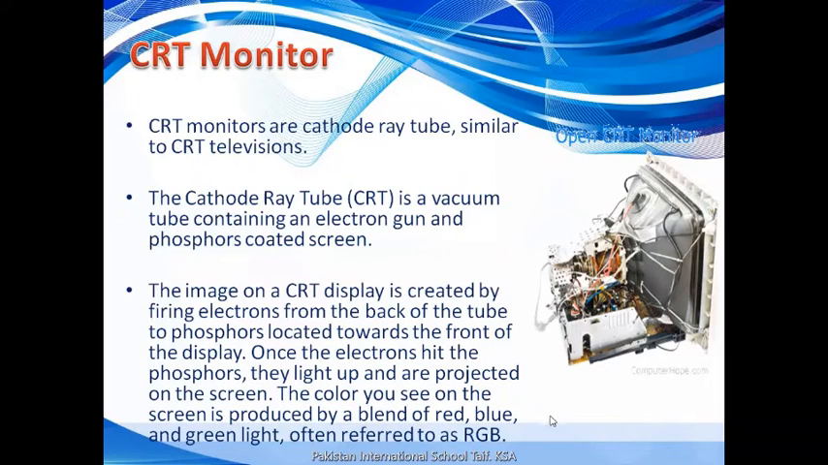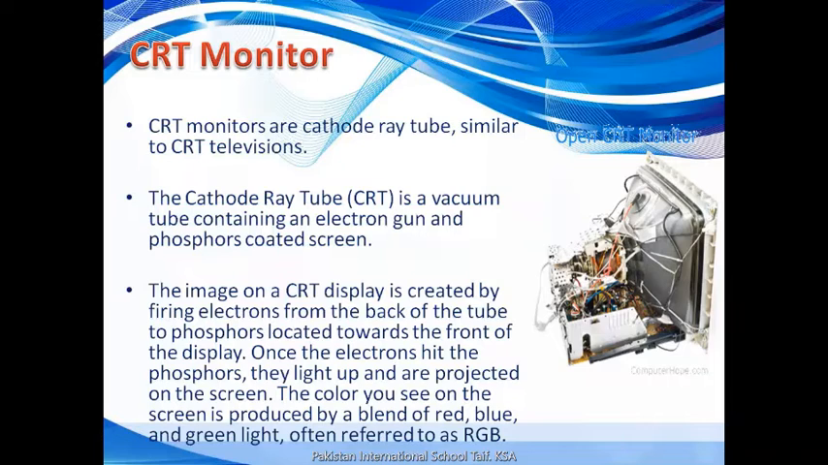CRT monitors are cathode ray tube similar to CRT televisions. The cathode ray tube CRT is a vacuum tube containing an electron gun and phosphorus coated screen. So this monitor basically consists of vacuum tube. Vacuum tube technology was the old technology which was used in the first generation computer. So in CRT monitor, we have vacuum tube technology, and it consists of the electron guns which move on the screen, backside of the screen.